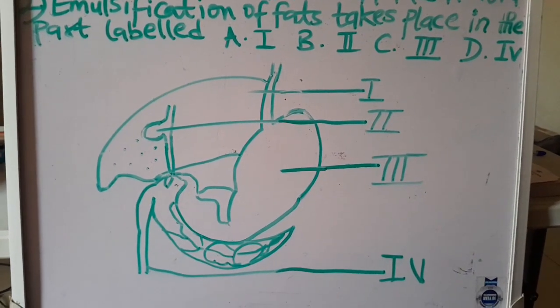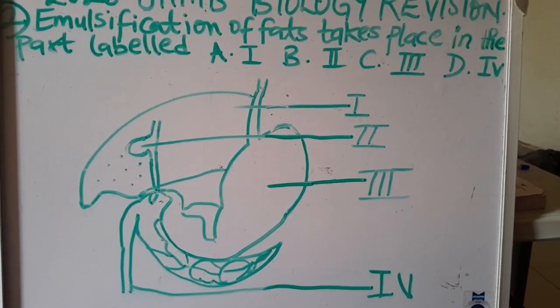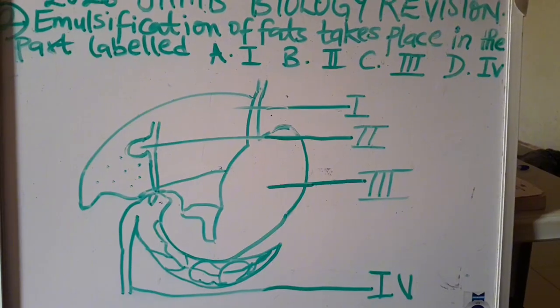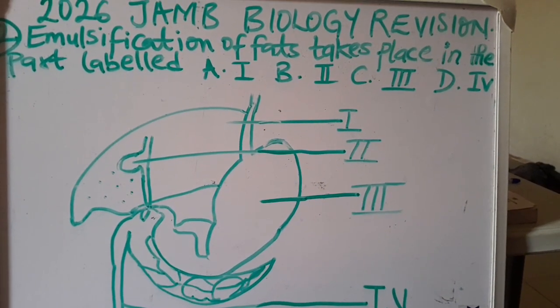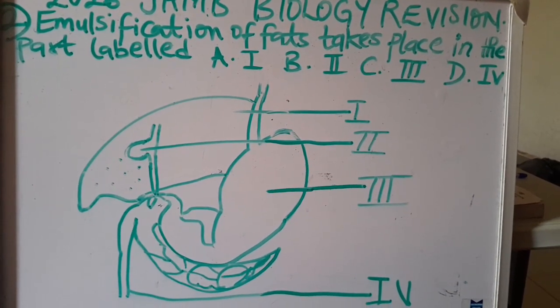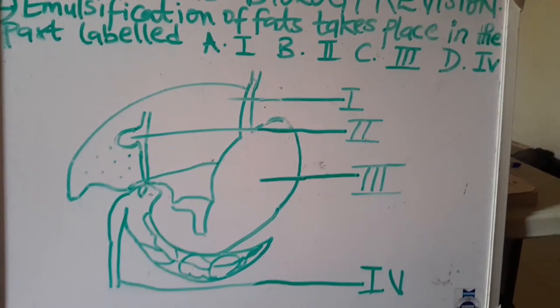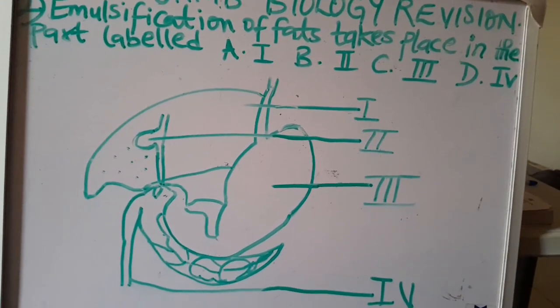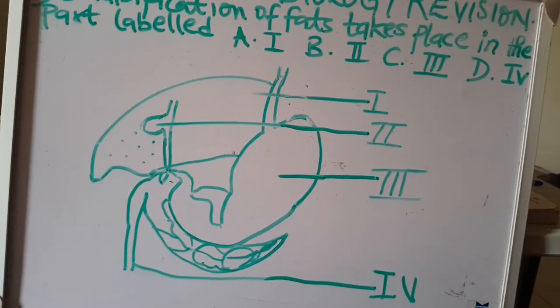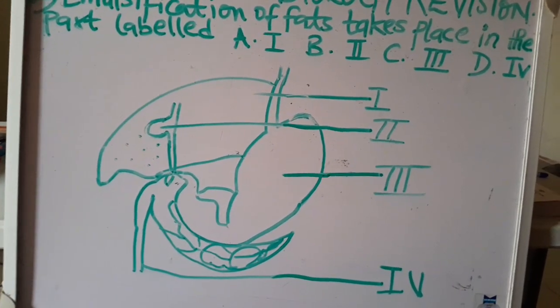Now, if you look at this diagram, you need to know where this diagram is coming from. Of course, because if you're not sure, for the fats, they've mentioned fats. This diagram is coming from a part of the digestive system or alimentary canal. But here's what I like to do. I like to use one question to cover as many topics as I can.